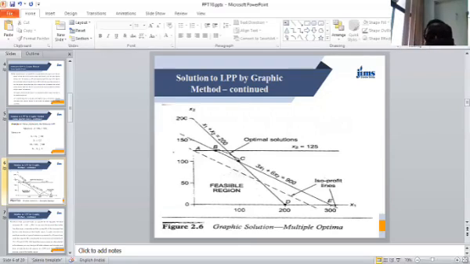If you observe the graph minutely, you will find that the line BCE is going parallel to the isoprofit line shown by the dotted line. So, as per the definition given earlier, there should be multiple solutions available to this problem.